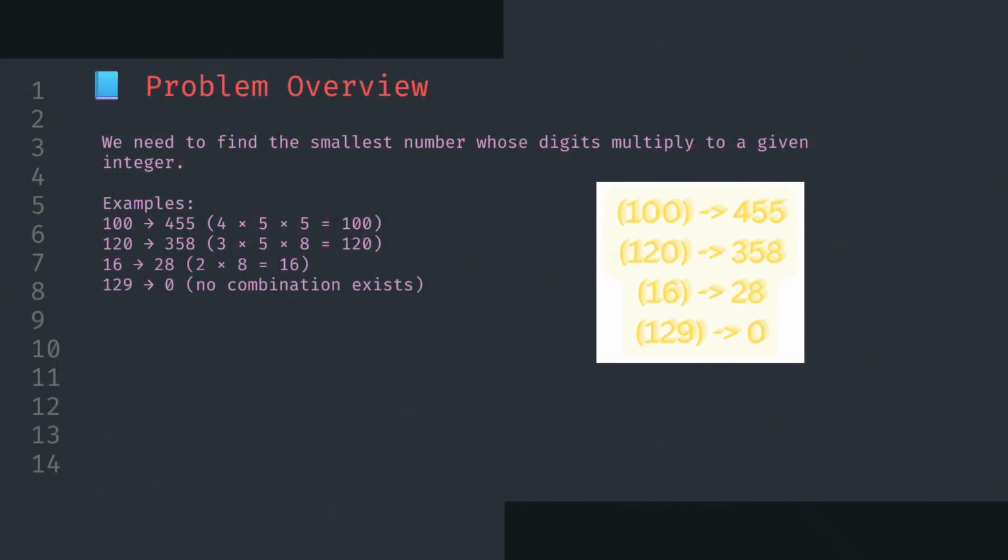The idea is rather simple. We first break the number down into digits so that when multiplied together, they equal the original number. If it is impossible, like 129, we return 0. Notice that we want the smallest number possible, so the order of digits matters too.